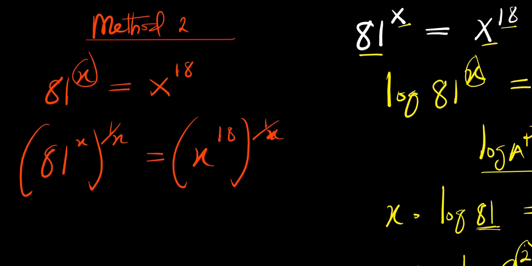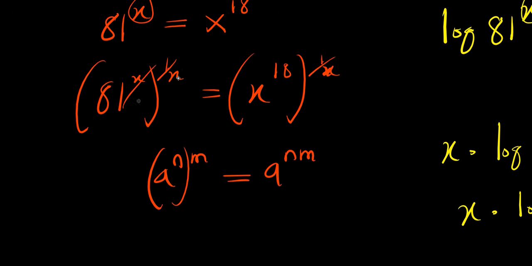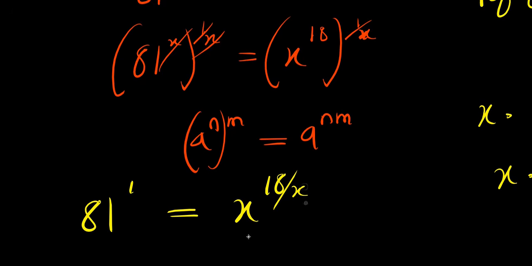So consider this identity. Here you have a power n to the power of m equals a power n times m. So this x multiplies this x here. I'm going to have 81 power 1, that's what is left here, equals x power 18 times 1, that's x power 18 divided by x.